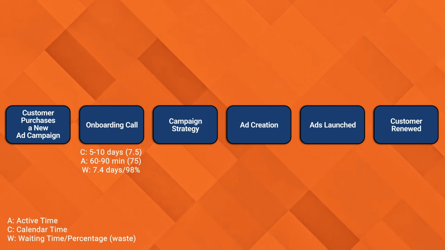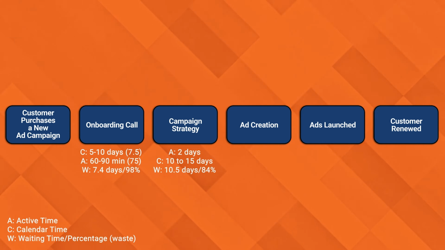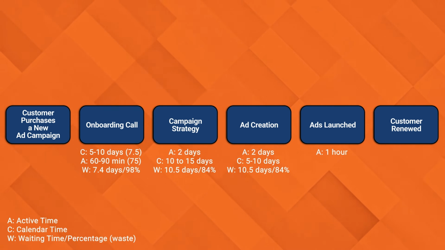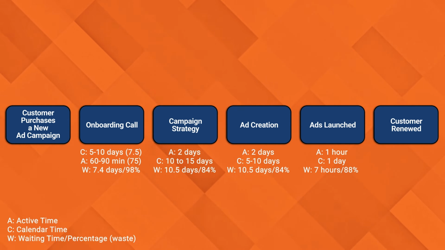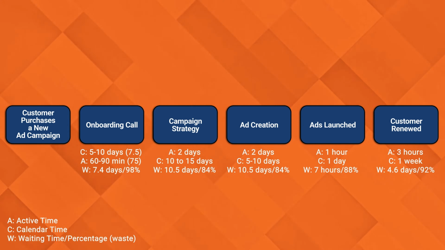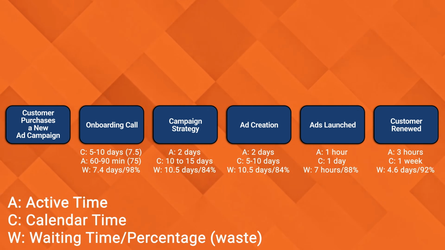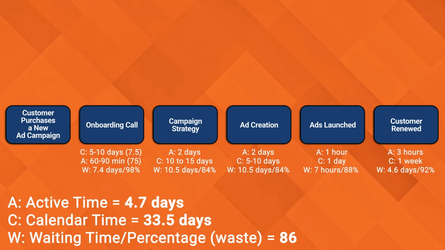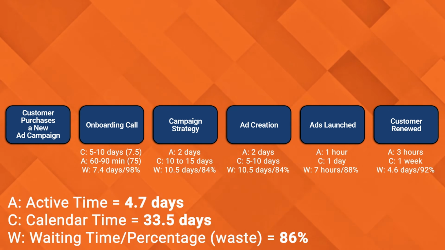Maybe campaign strategy takes 2 people days, but averages 12.5 calendar days, and ad creation takes about the same amount of time. Launching the ads only takes about an hour of people time, but typically takes a full day of calendar time to complete. And renewing the customer takes about 3 hours of work, but it takes a full week of calendar time because of scheduling and delays on the customer side. Now, when you put all of this together, your team is doing 4.7 days of work over 33.5 calendar days, which means that 86% of your time is spent waiting. And that's introducing a lot of waste into your system.